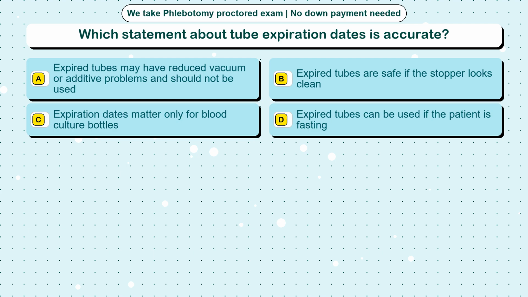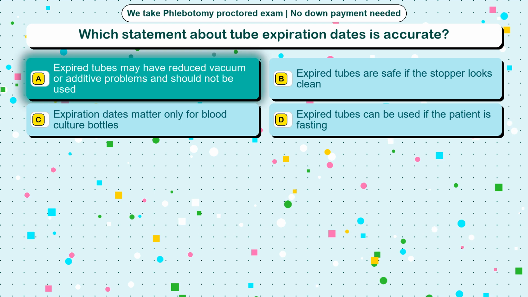Option B, expired tubes are safe if the stopper looks clean. Option C, expiration dates matter only for blood culture bottles. Option D, expired tubes can be used if the patient is fasting. The correct answer is option A.